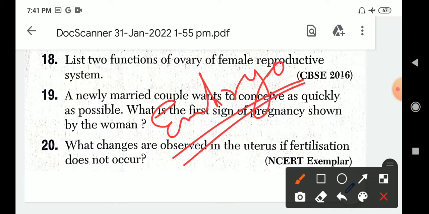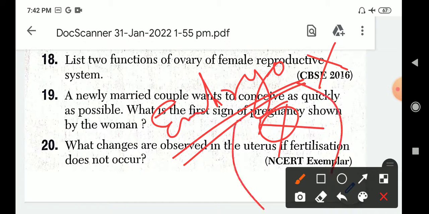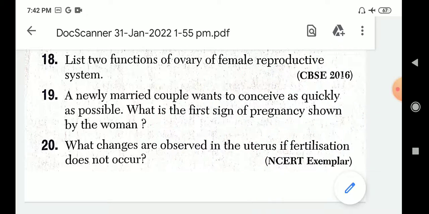But if the egg doesn't get fertilized, then what happens? This lining is now not needed, so it will all shed off, you know. That egg will also rupture, and all the preparation is now not needed, so the lining will also be shed off, and this will take 2 to 8 days, right? So this is called menstrual cycle that will take place.